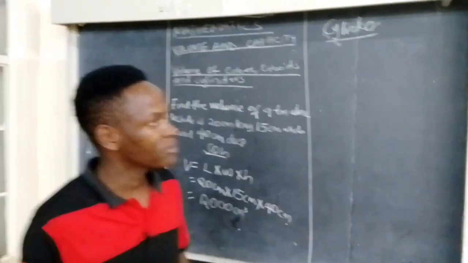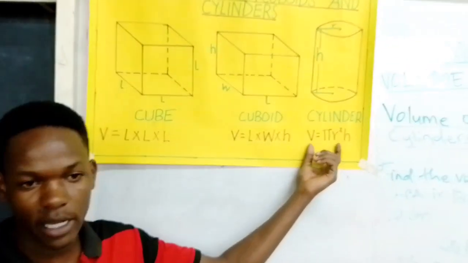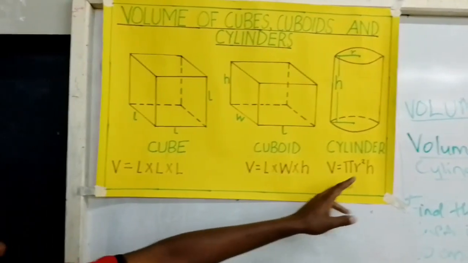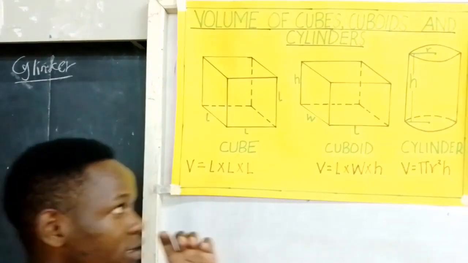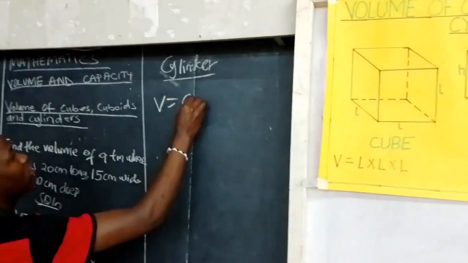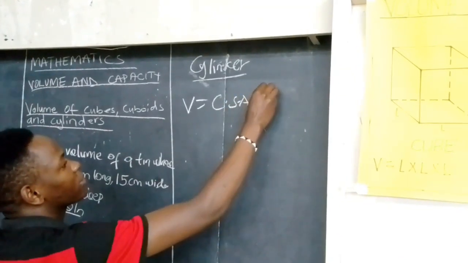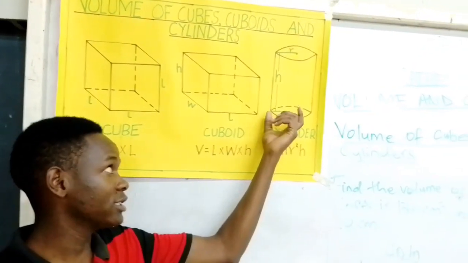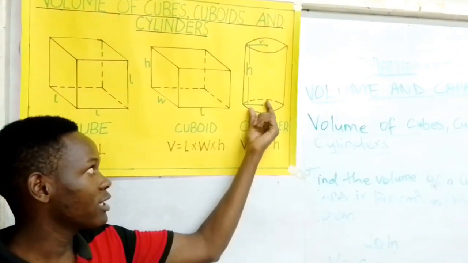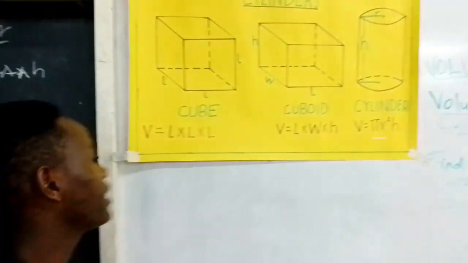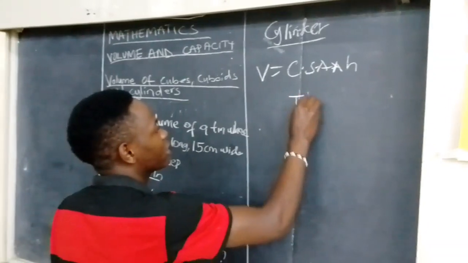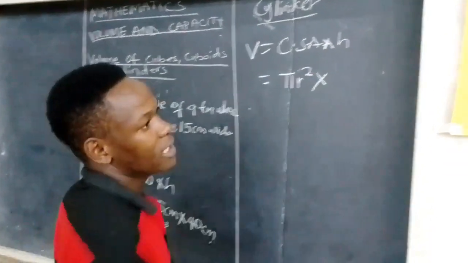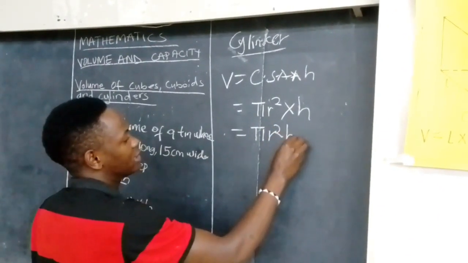From our chart here, the volume of a cylinder is given by pi r squared height. Pi r squared height is derived from what we said: volume is equal to cross-section area multiplied by height. In our case here, our cross-section area, which is visible to us, is the circle. The area of a circle is pi r squared. Replacing the cross-section area with pi r squared multiplied by the height gives us pi r squared height, which is the volume of our cylinder.